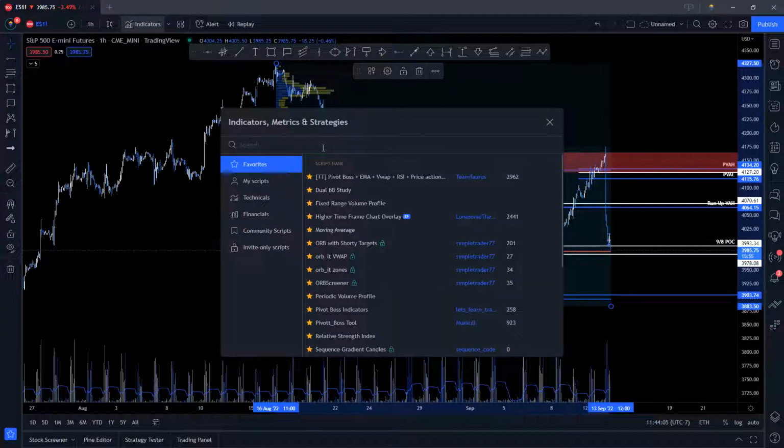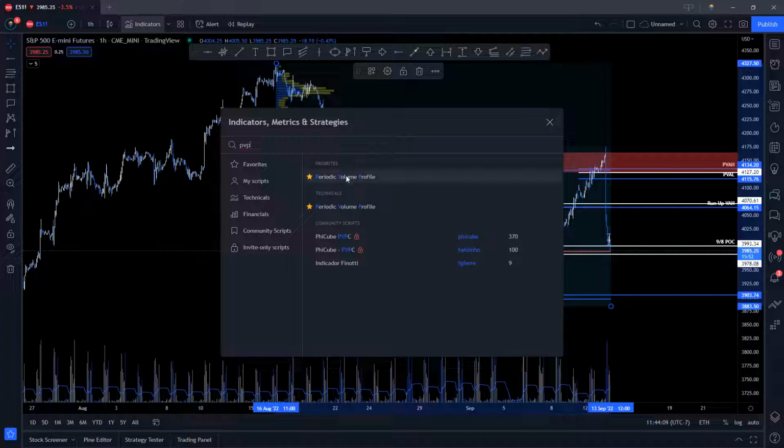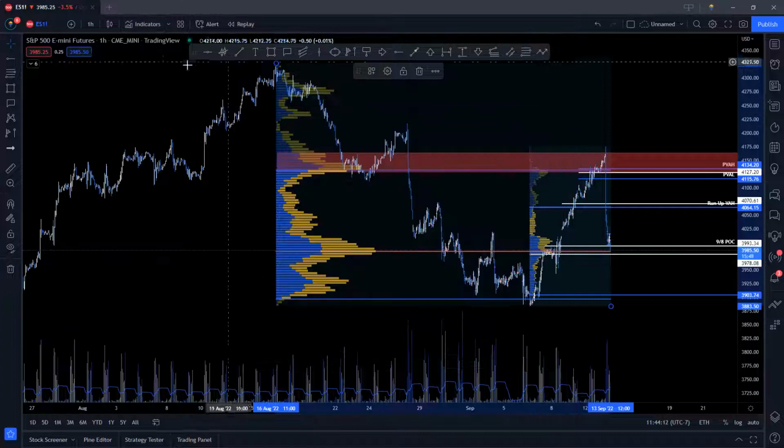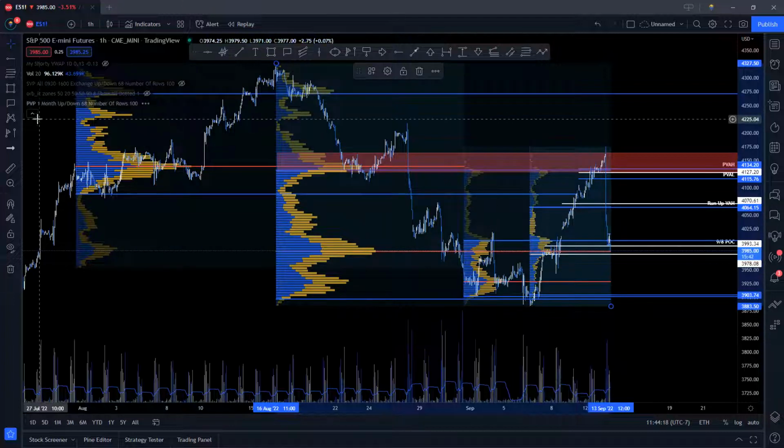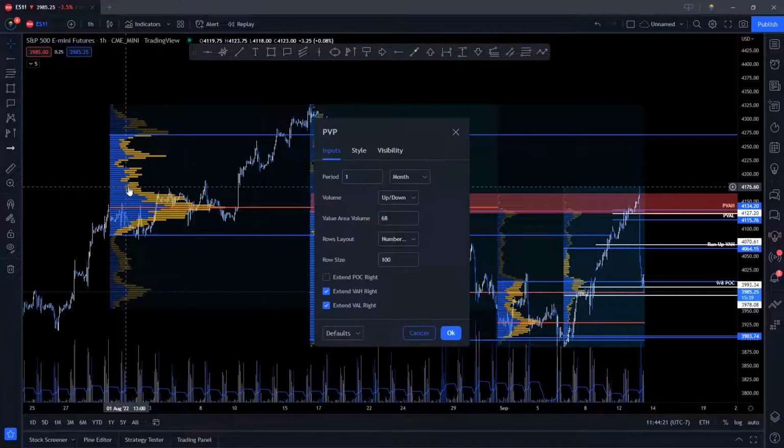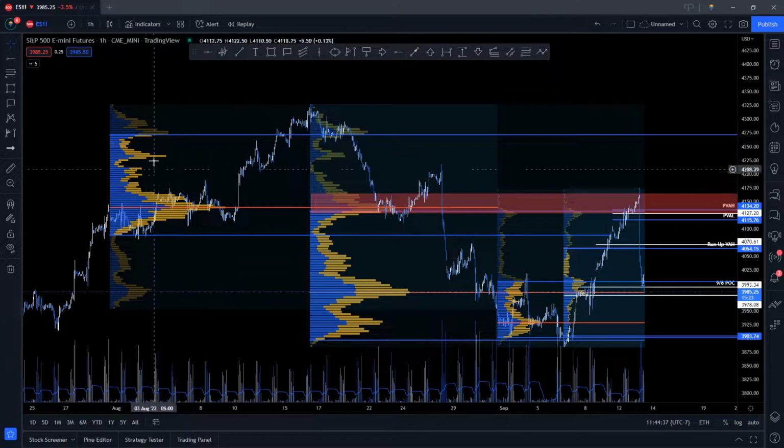So then the other one that we use, like I was saying, is PVP, periodic volume profile. If you add this to your charts, I think I have it twice now. With this one, you can choose the period of time: day, week, month, bar. We mostly use this for weekly and monthly. Same settings, value area 68, row size 100. And it's a good idea to have your monthly value area high, monthly value area low, and your monthly POC.